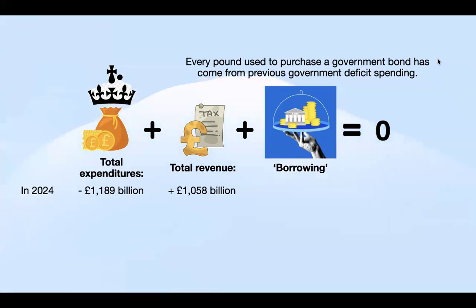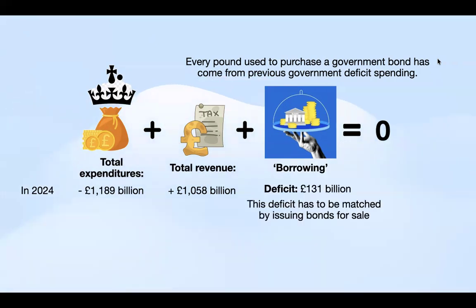The total inland revenue received in the form of different taxes was 1,058 billion, so there was a deficit of 131 billion, and that deficit had to be matched by issuing bonds for sale. This wasn't done all at once. How they do that, and how they set different interest rates, is a different story. So all government spending must be matched either by taxation or borrowing, if you call it borrowing.